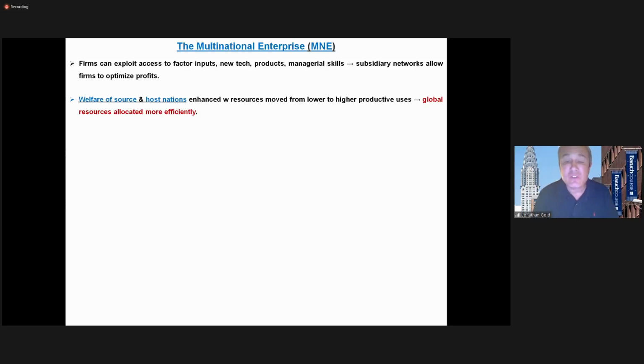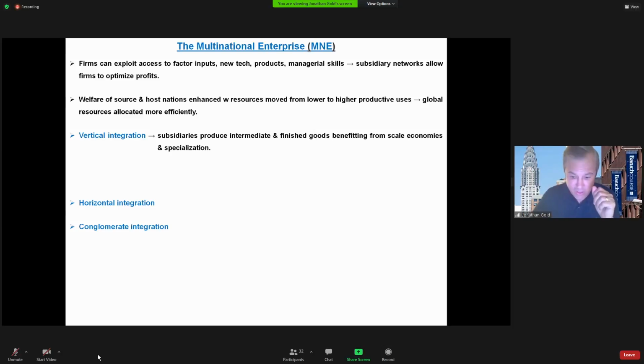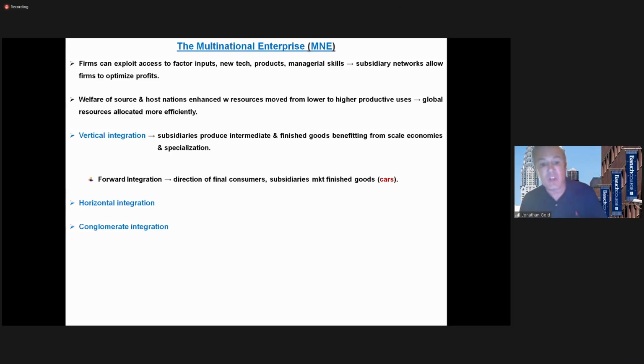Talking about multinationals, there are different types of integration. There's vertical integration, horizontal integration, and conglomerate integration. So we say that vertical integration is when the subsidiary is producing intermediate and finished goods that benefit from scale economies and specialization. Now, there are 2 types of vertical integration. There's backward vertical integration and forward vertical integration. So forward vertical integration means it's in the direction of the final consumer. So think about the car companies.